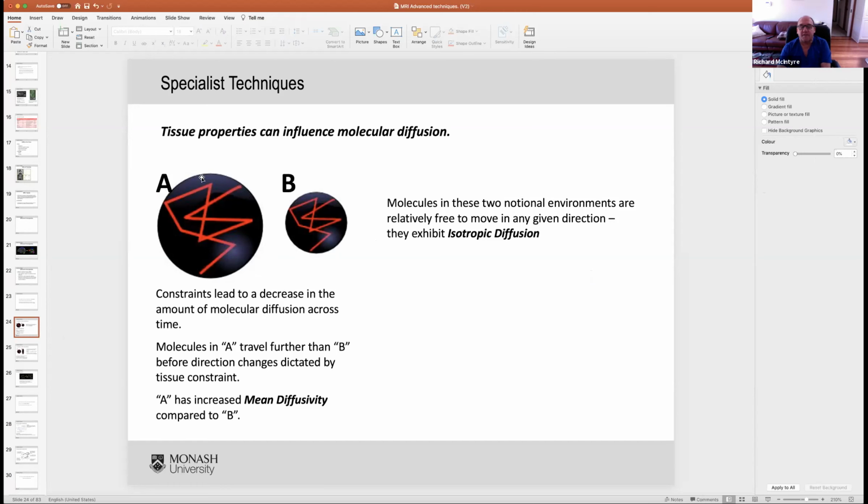It's dictated in this case by the size of the cell inside the body. The bigger the cell, the more diffusion, the further this water molecule travels within the cell. So A has an increased mean diffusivity compared to B. Molecules in these two environments are relatively free to move in any given direction, and they exhibit what's called isotropic diffusion. Isotropic is really any direction, so they're not constrained in any one direction. They just move randomly within the cells.